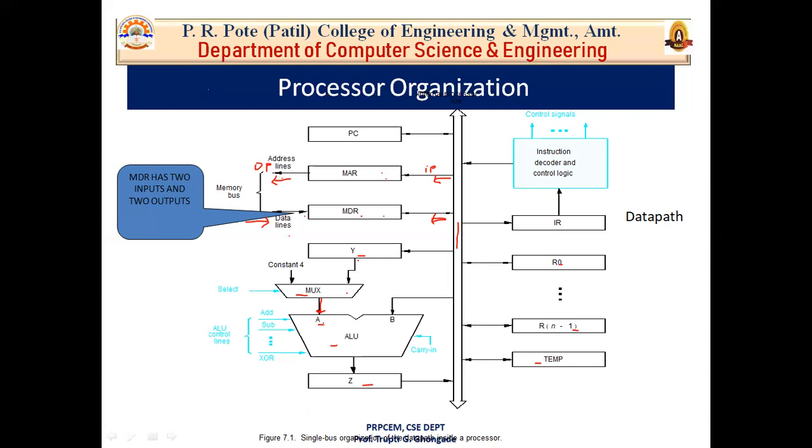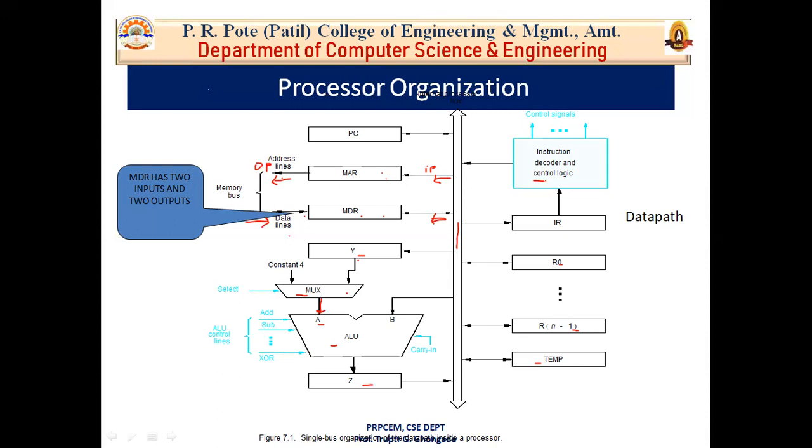Okay, then as instruction execution progresses, the data is transferred from one register to another register, often passing through the ALU to perform some arithmetic or logic operations. So the instruction decoder and the control logic unit is responsible for implementing actions specified by the instruction loaded in the IR register.